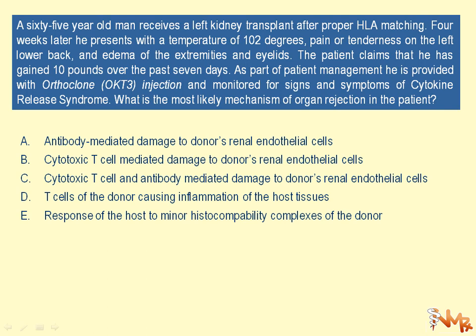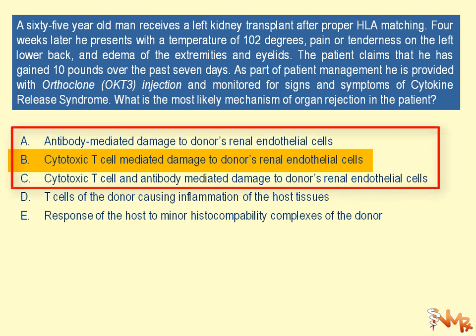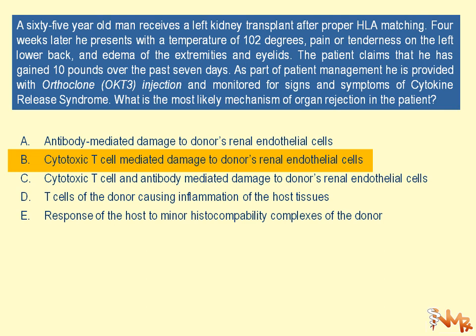Well, of course, as you can tell, we're going to be covering the major relevant materials shortly, and this is a good starting case scenario for you. Among the given options, the best answer is option B, cytotoxic T-cell mediated damage to donors' renal endothelial cells. And of course, the test strategy would have suggested to me to begin with that maybe the best answer I should seek among options A, B, and C.